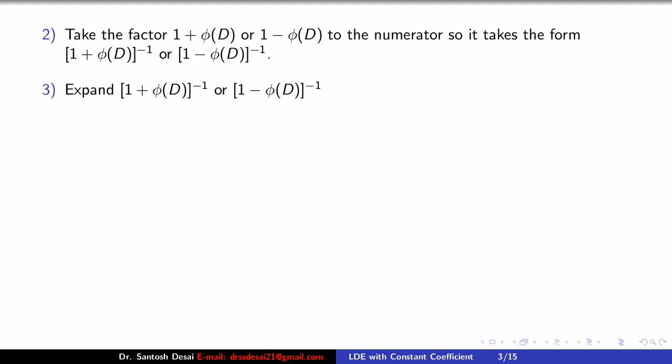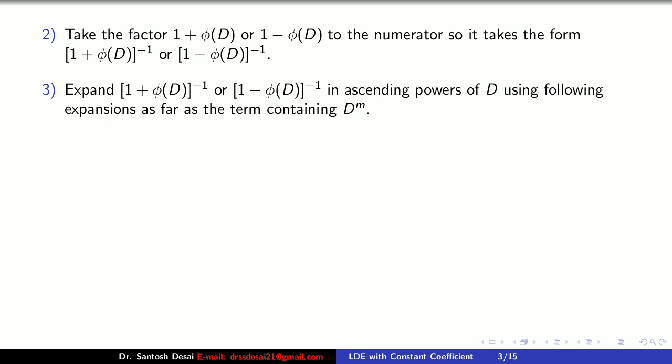In the third step, this is a very important one. Expand 1 plus phi of D raised to minus 1 or 1 minus phi of D raised to minus 1 in ascending powers of D using the following expansions, as far as the term containing D raised to m. So that means, suppose our function is x square, then we have to expand 1 plus phi of D raised to minus 1 till the expansion contains the term D square. If your function is x cube, then we have to expand the term 1 plus phi of D or 1 minus phi of D till the term containing D cube.